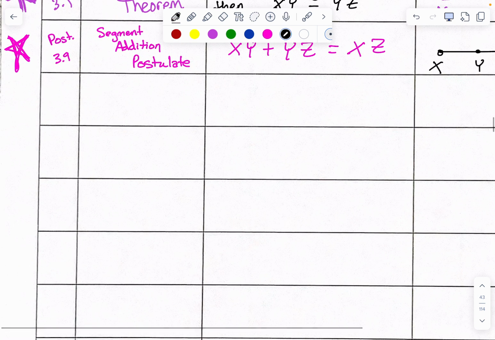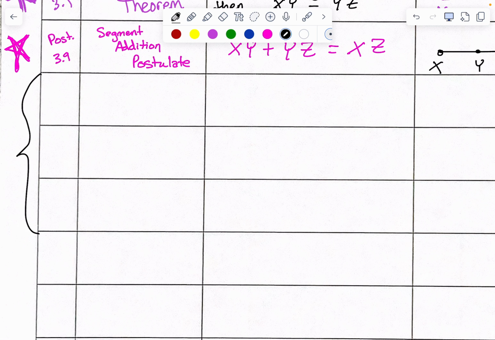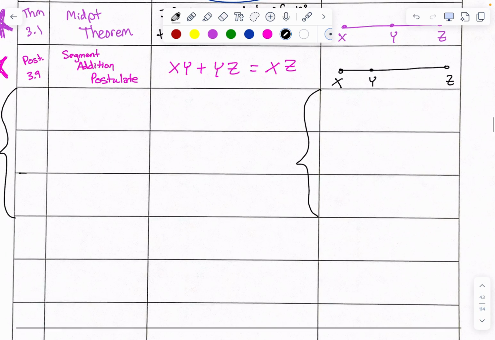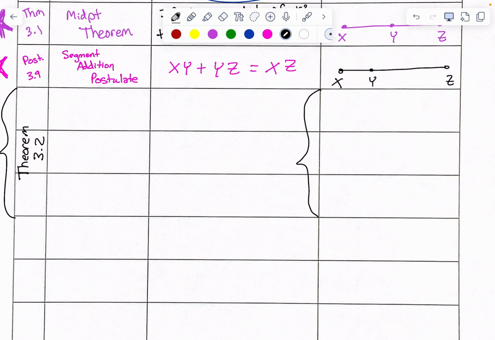We actually have 3 lines that we're going to write down, and these 3 are going to go together. I'm going to use the same diagram for all 3 of them. They're all going to go together, and this is Theorem 3.2. So all of these fall under Theorem, or if you want to abbreviate, 3.2. These are the next 3 little pieces.